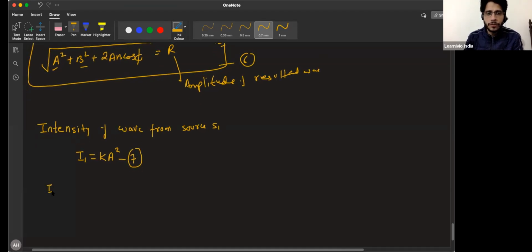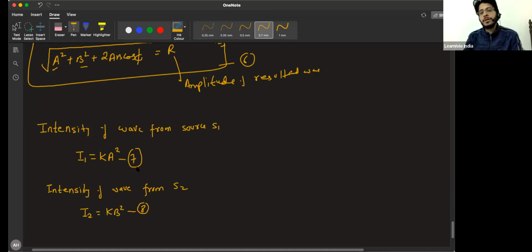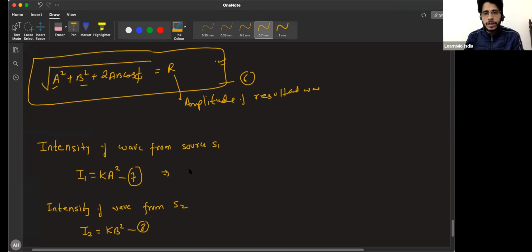Similarly, intensity of wave from source S2. The amplitude of wave from the source S2 was B. So the intensity of wave from source S2 will be k B square. Let's call this equation number 8. Or you can say that root I1 is root k into A. If I take root on both the sides, maybe you will need it somewhere. Similarly root I2 is root k into B.